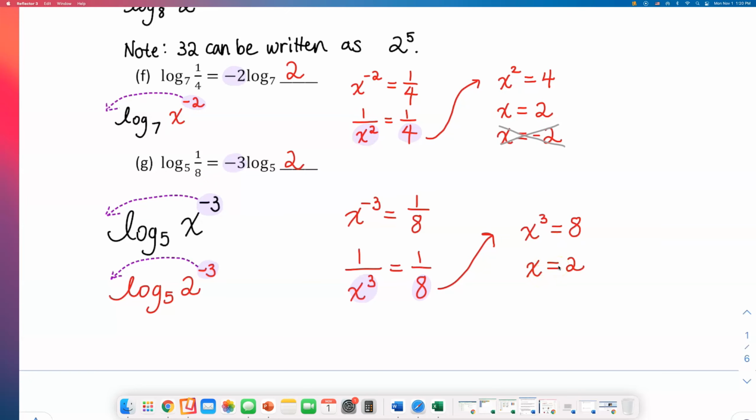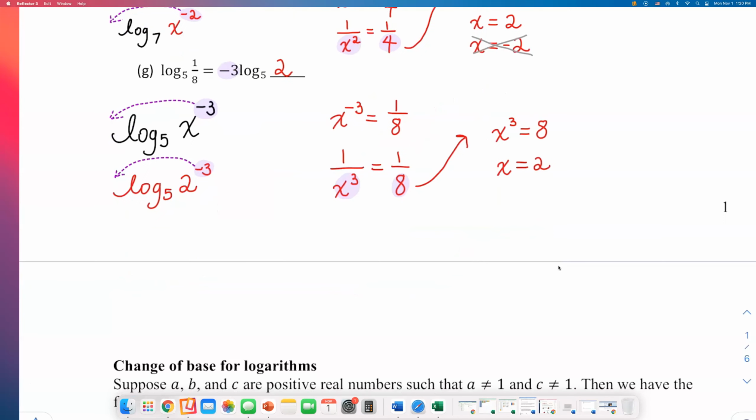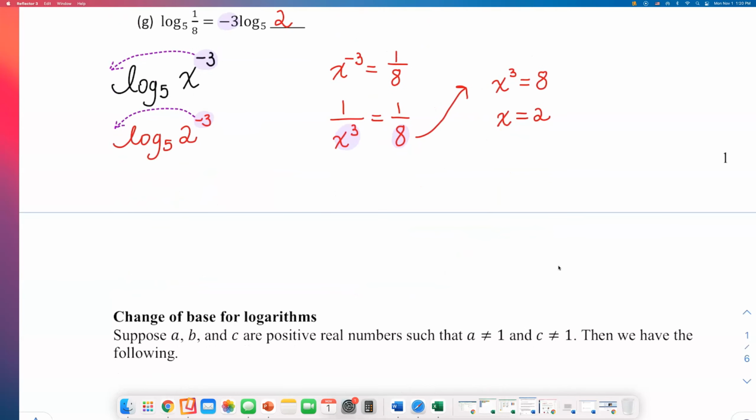So that's it for this video. I will come back and show you another property called the change of base for logarithms.